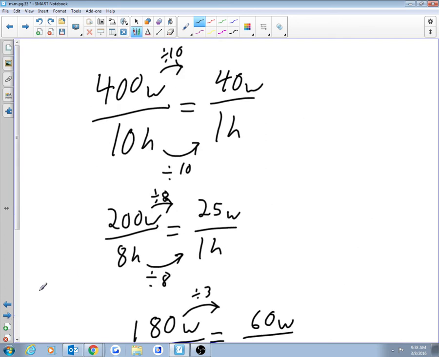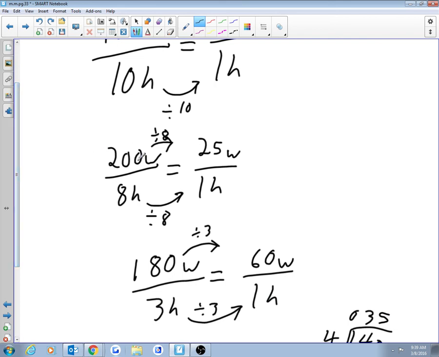Next one, number 5. We're trying to see the cheapest watt per hour. So we got 400 watts. Oh, I'm sorry, not the cheapest, the least amount of electricity per hour. So 400 watts for 10 hours would be equal to 40 watts for 1 hour. Divide by 10, divide by 10. 200 watts for 8 hours would be 25 watts for 1 hour. Divide by 8, divide by 8.